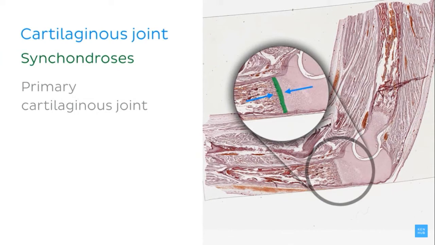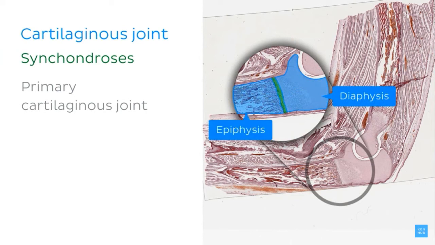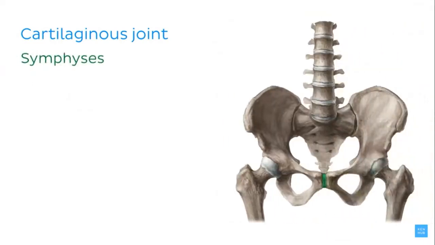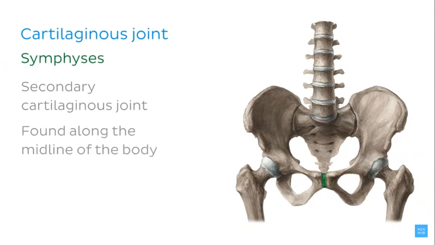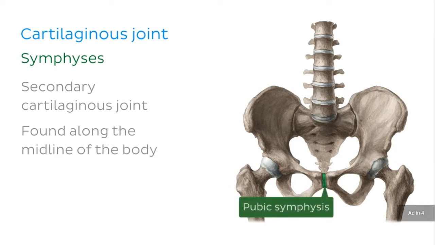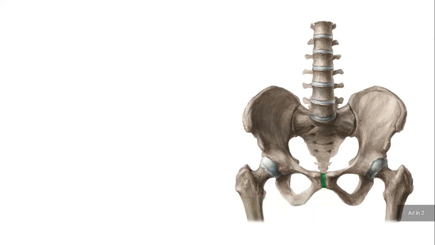In a histological image, we can see that this type of joint is found between the diaphysis and the epiphysis of a growing long bone and will eventually become completely ossified in adulthood. The second type of cartilaginous joint is known as a symphysis or secondary cartilaginous joint, where the bones are connected by fibrocartilage. This type of joint is found primarily along the midline of the body, for example, the pubic symphysis, which we can see here highlighted in green.